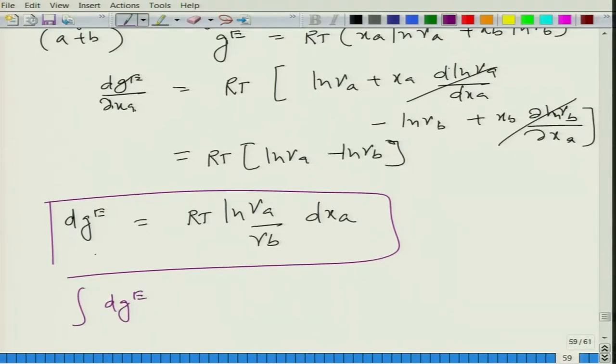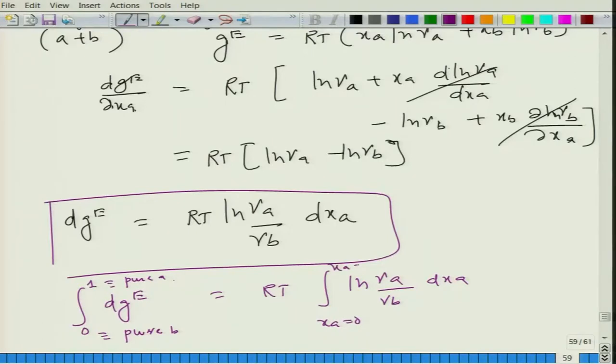So, it will be from, let us say, 0, because if I am taking x of a is 0, it corresponds to pure b, and here is 1, when x a is equal to 1, it corresponds to pure a, right? And then you have this RT ln gamma a by gamma b dx a, okay.